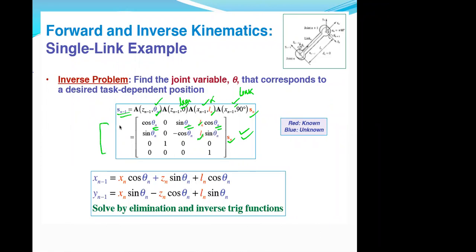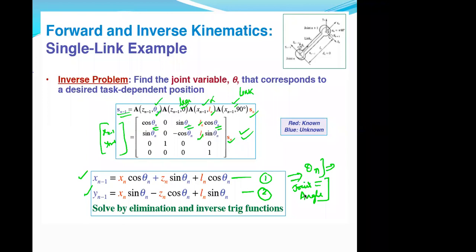So in Sn, whatever problem is given, suppose it is having some xn minus 1, yn minus 1, then in this way our two relations have come out. You have equation number 1 and equation number 2, and from these two equations we can find out the theta n position. So for a single link, what are we finding out? We are finding the joint angle. In that way, we can clearly understand a single link problem in this fashion.